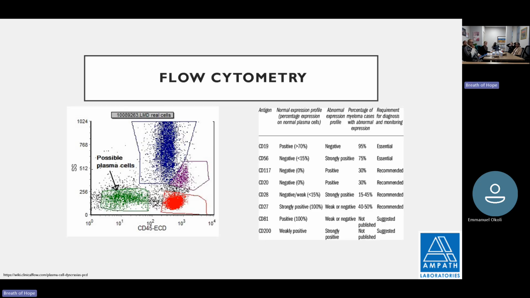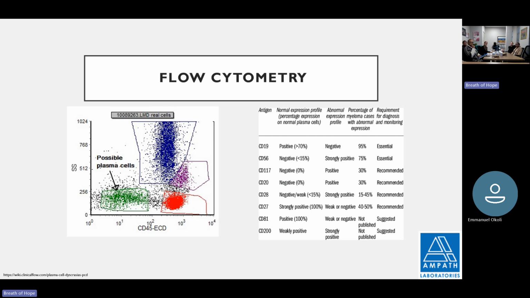And then electronically, you get a scatter plot like this, and it will indicate your cells. We use CD45 to gate all our cells because CD45 is bright in your lymphocytes. I just want to show you a CD45 over side scatter.